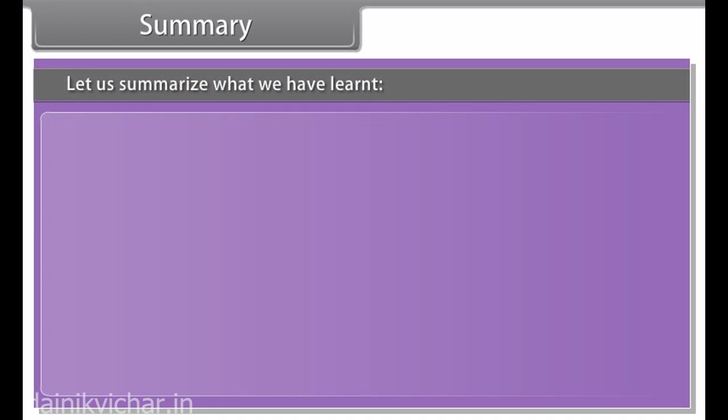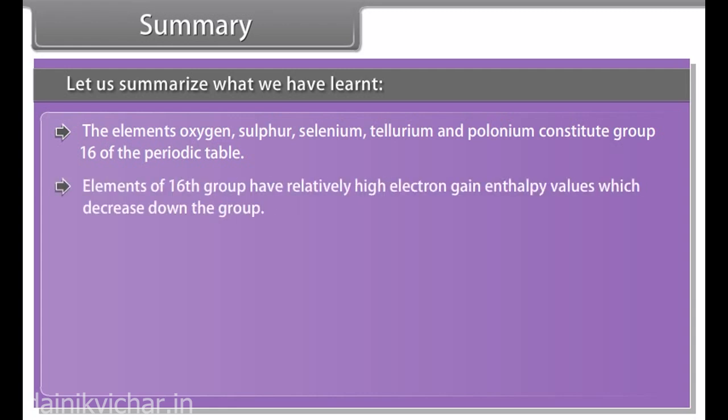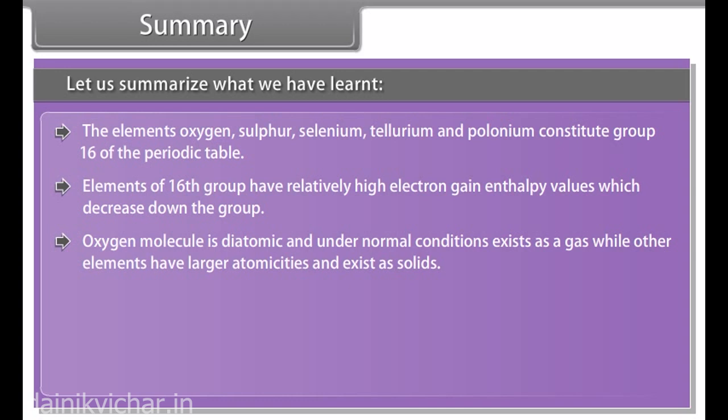Summary. Let us summarize what we have learnt. The elements oxygen, sulfur, selenium, tellurium, and polonium constitute group 16 of the periodic table. Elements of group 16 have relatively high electron gain enthalpy values which decrease down the group. The oxygen molecule is diatomic and under normal conditions exists as a gas, while other elements have larger atomicities and exist as solids.